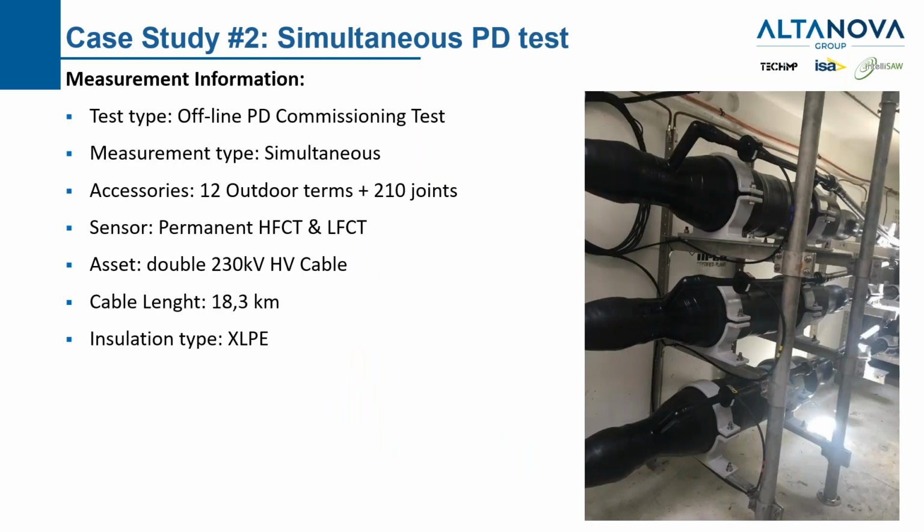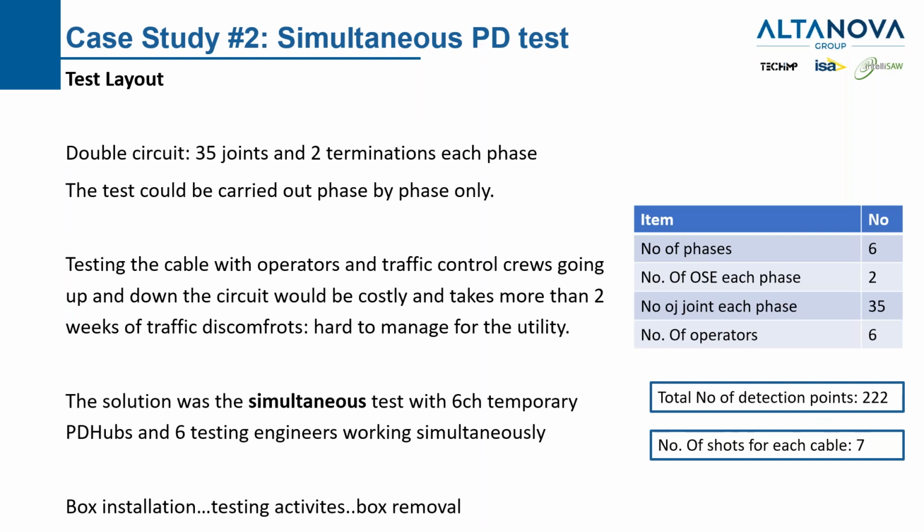The second case study is more about a huge test. This is one of the biggest tests we have performed recently. It was a double circuit of 20 kilometers, and we had a total of 12 outdoor terminations and 210 joints. So if we do the math, you can see that with 6 cables the total number of detection points was 222.